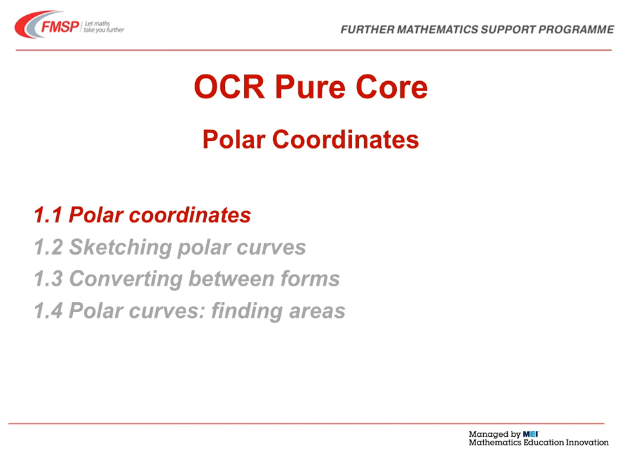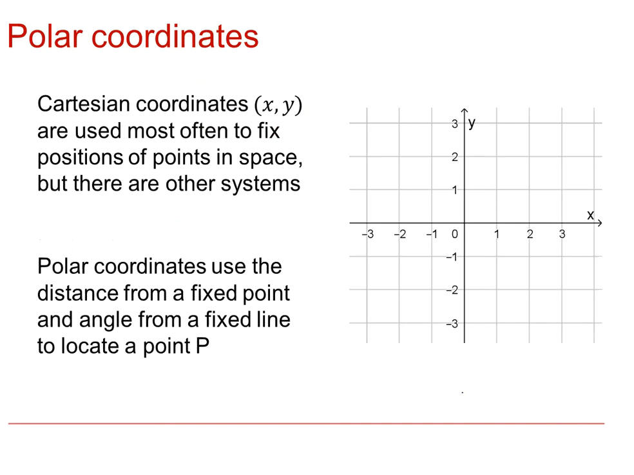Hello, this is the first video of the Polar Coordinates series for OCR Pure Core Further Mathematics and introduces polar coordinates. You will have used Cartesian coordinates for some years. These fix positions of points in space using a grid of x, y coordinates. For example here, if we were to mark the point (3, 2), this is 3 across on the x-axis and 2 up on the y-axis.